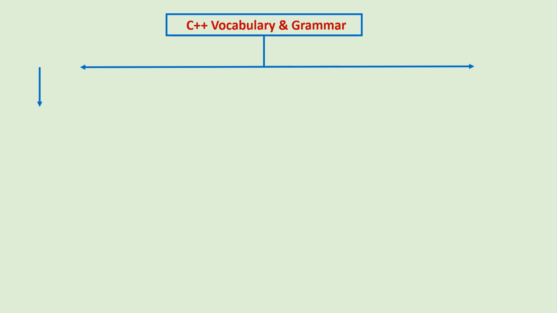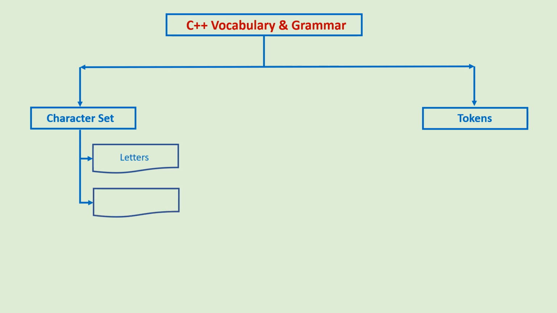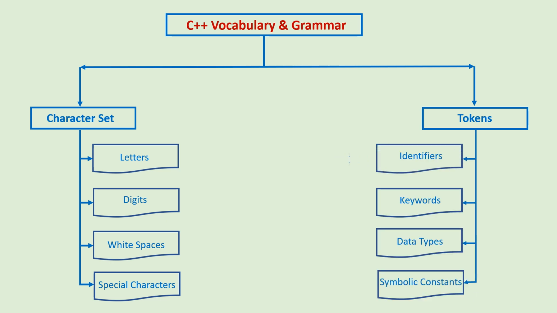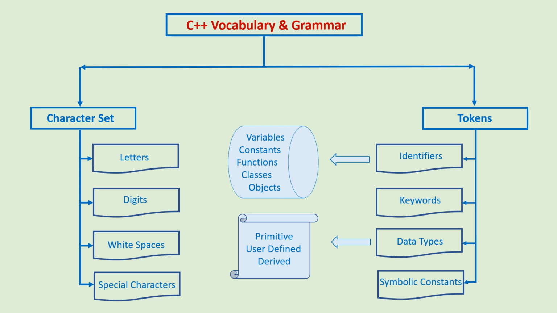The entire vocabulary and grammar of C++ can be divided into two: character set and tokens. The character set is a collection of characters and symbols that the C++ program understands. It includes letters, digits, white spaces, and special characters. Tokens are the words that we use in a program. Such words are used as identifiers, keywords, data types, and symbolic constants. Identifiers are words used to name the variables, constants, functions, classes, and objects, etc. Also, data types can be broadly classified into three: primitive data type, user-defined data type, and derived data type.